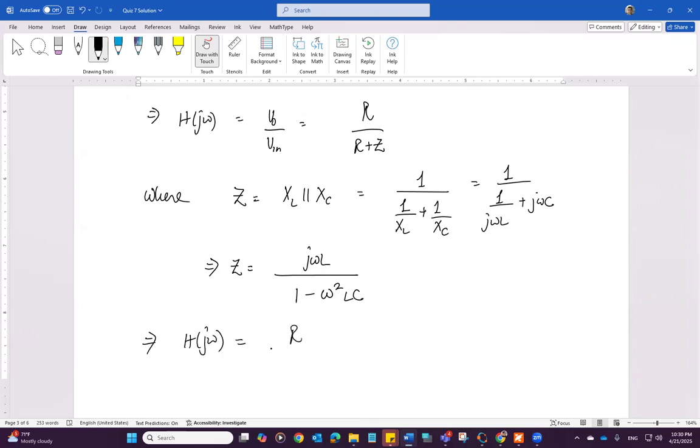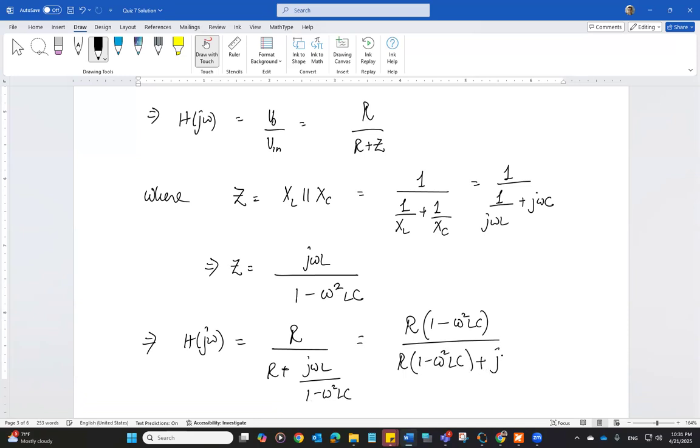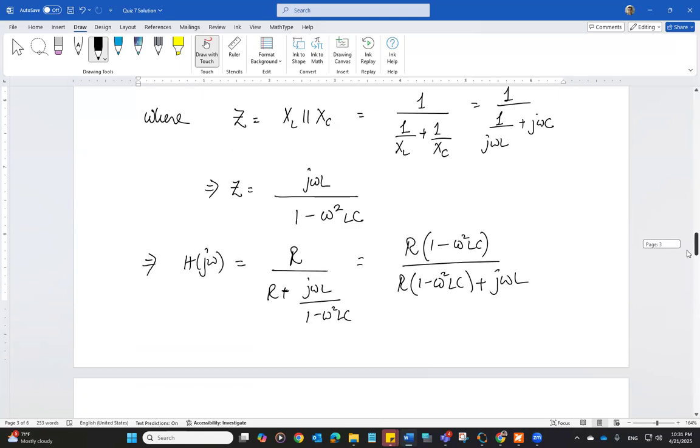Therefore, my H of j omega can be written as R over R plus j omega L over 1 minus omega square LC. Let's simplify this. 1 minus omega square LC is going to be multiplied by R, and this is going to go in the numerator. So R times 1 minus omega square LC divided by R times 1 minus omega square LC plus j omega L. So this is my transfer function.